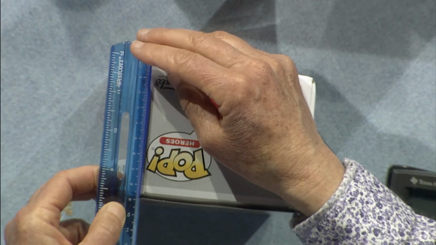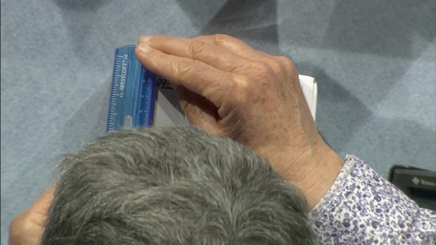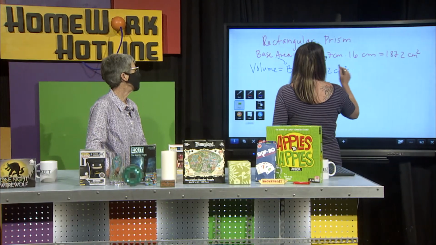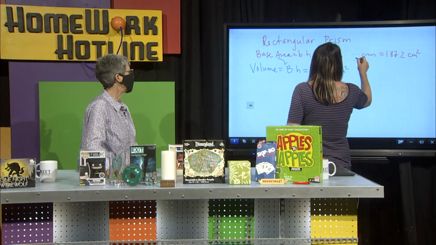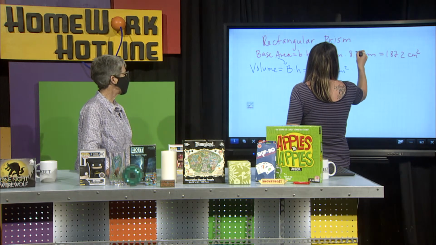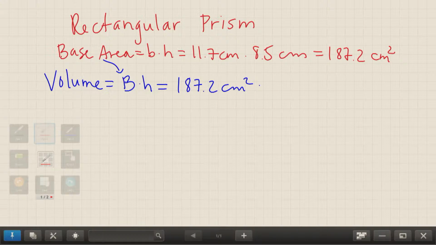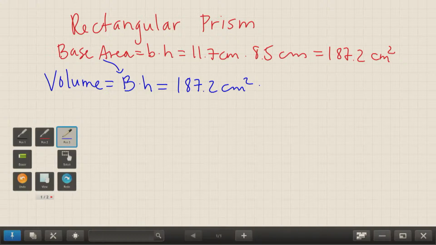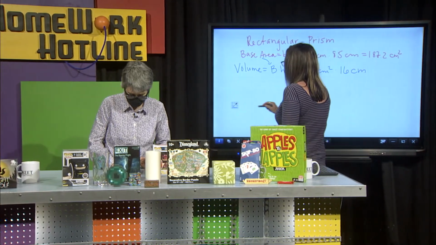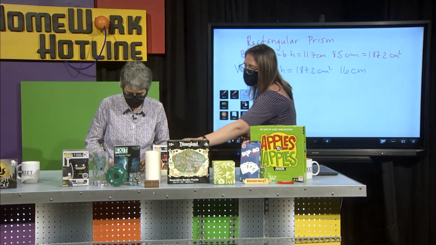So we did 11.7 times 8.5. That makes more sense. Okay, good. This is 8.5. All good? Well, we also know that what's cool is that we'll know the height of the whole thing has to be 16 now, which makes sense because it's taller. We can see that this is taller.